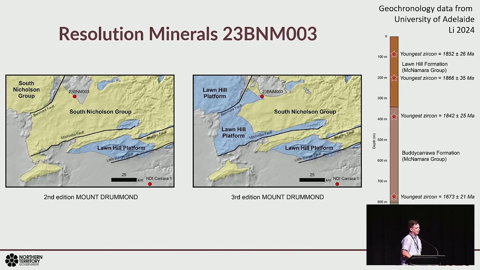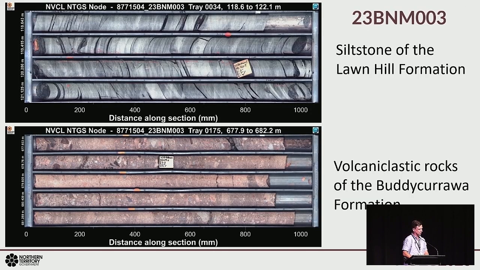So there's a couple of high-resolution core photos from this drill hole. The upper one shows some organic-rich looking siltstones of the Lawn Hill Formation from the drill hole. And the bottom one shows these beautiful volcaniclastic rocks of what we now call the Buddy Carrara Formation, but which used to be known as the Buddy Carrara Volcanics.